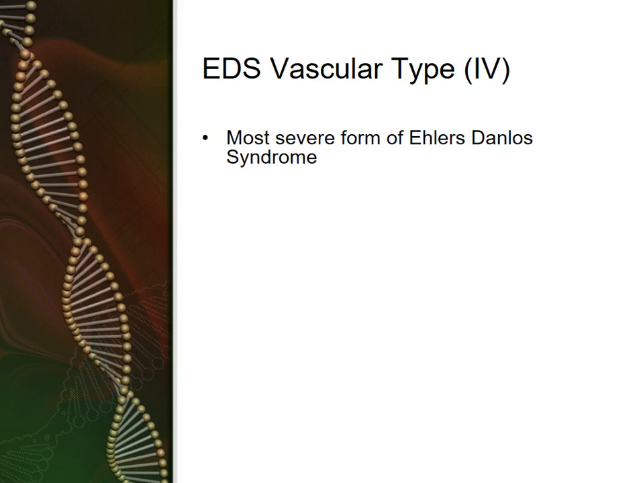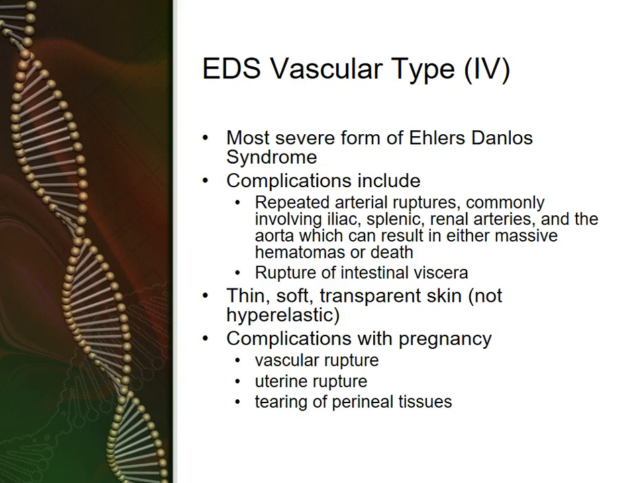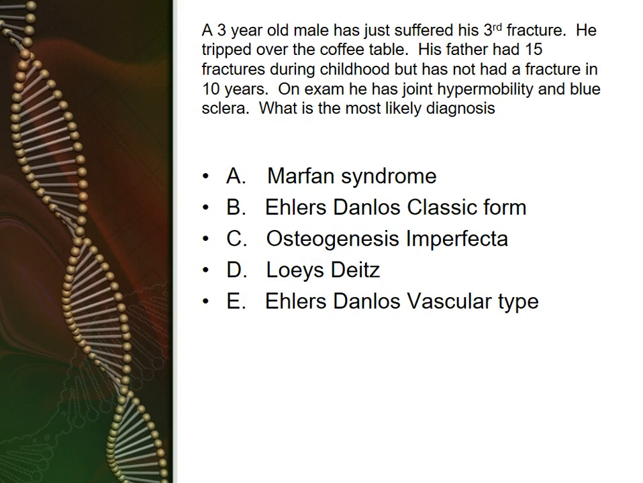This is the most severe form of Ehlers-Danlos. Again, complications include repeated arterial ruptures, commonly involving the iliac, splenic, renal, and aortic, which can result in massive hematomas or death, rupture of intestinal viscera, again, thin, transparent skin, and significant risks of pregnancy, including vascular rupture, uterine rupture, and also tearing of the perineal tissue.